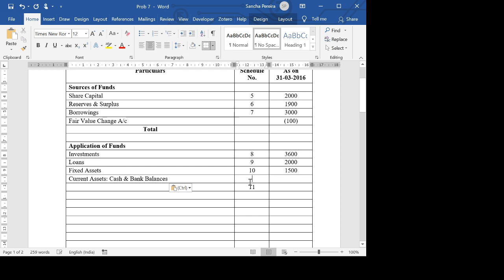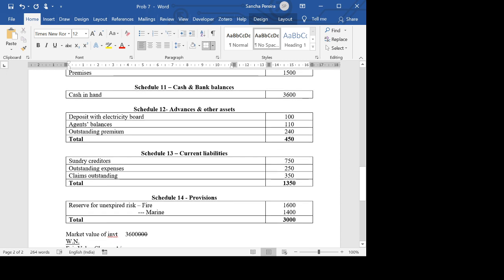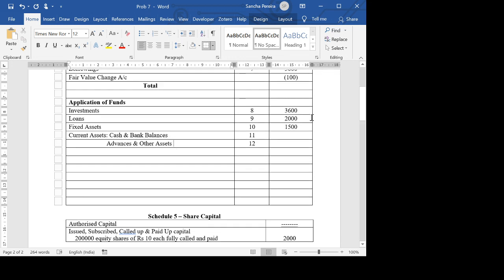Cash and bank balances, which is 11. And I also have advances and other assets. Okay, now we need to check our totals here. Cash and bank balances is 3600. Advances and other assets are 450. This is 3600 and this is 450. This is going to give me my subtotal A.